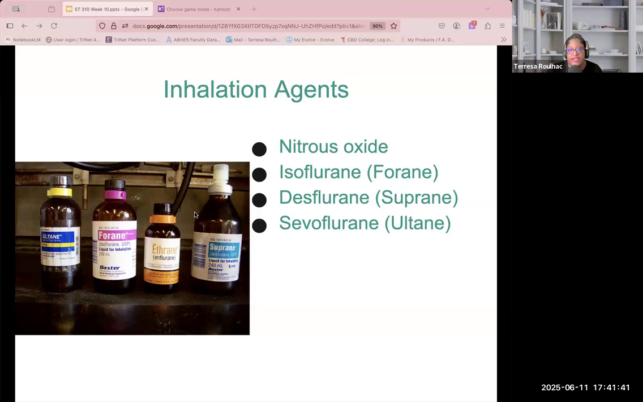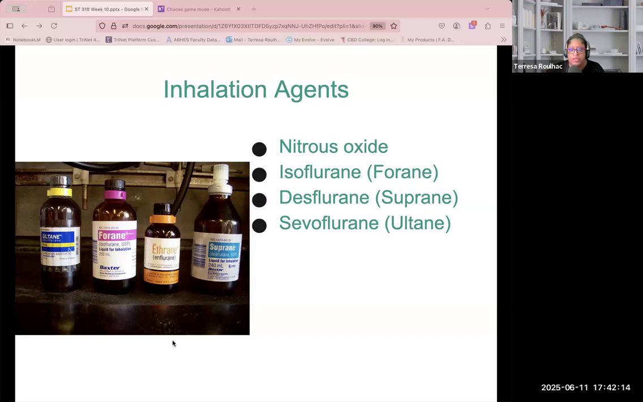Okay, so types of inhalation agents, you see them in front of you. Nitrous oxide, most widely used inhalation anesthetic. We have some volatile liquid anesthetics, which is the other three. You're going to hear isoflurane. There's desflurane or Suprane, and then sevoflurane. Now, these volatile agents are going to be stored in liquid and then they're poured into a vaporizer, and that's going to convert into gases, and then that's when the patient inhales it.